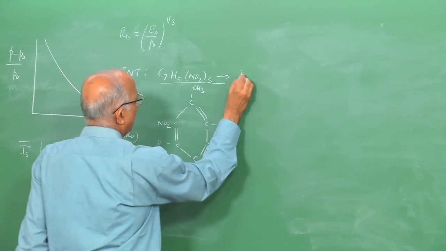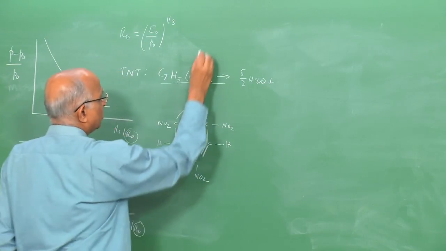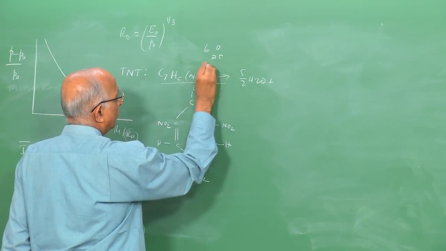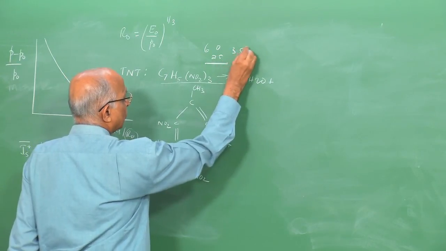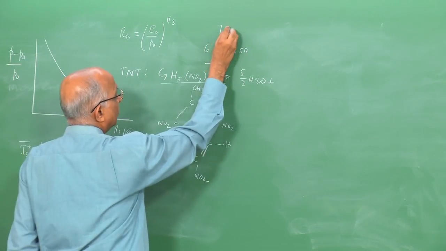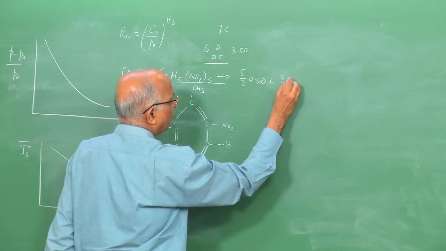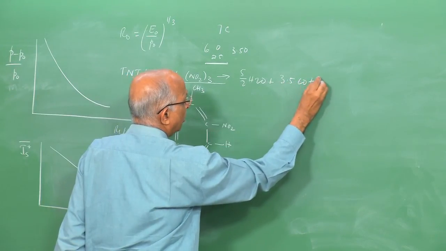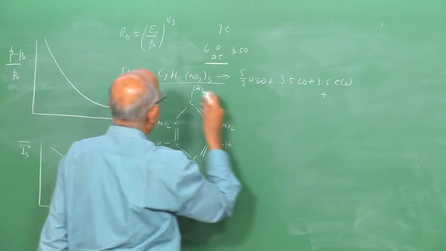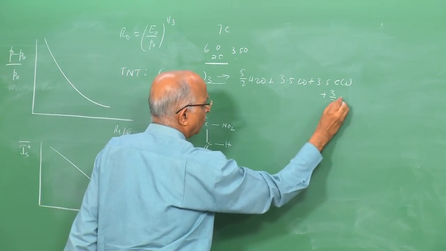You have 5 by 2 H2O. That means I have 6 of oxygen. I remove 2.5 of them. I am left with 3.5 of oxygen. It is fuel rich. I have 7 of C. 7 of C can only form 3.5 of carbon monoxide plus 3.5 of carbon as a solid, plus I have nitrogen, which is equal to 3N, that is 3 by 2 of N2.